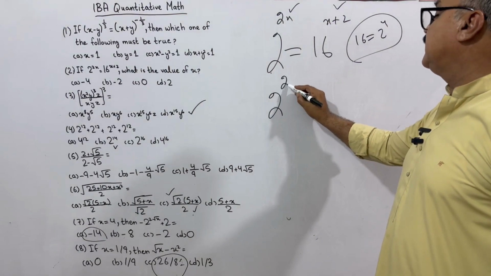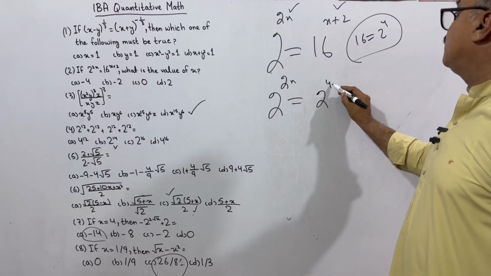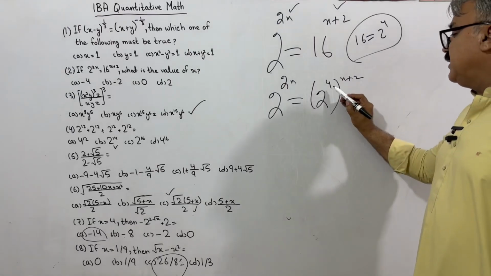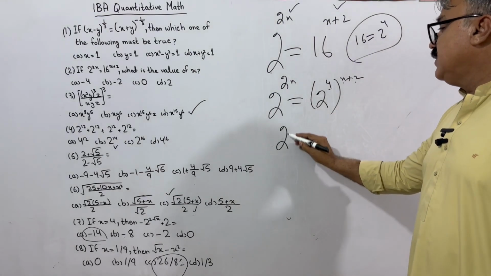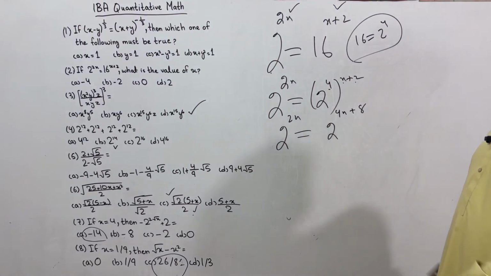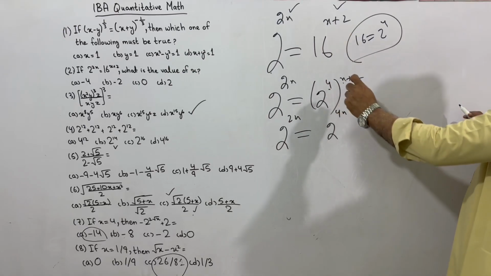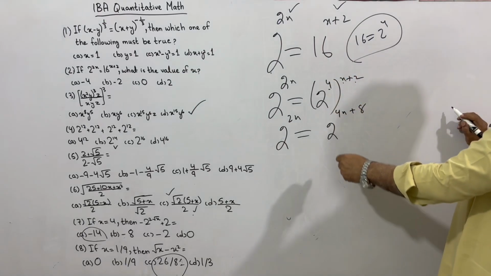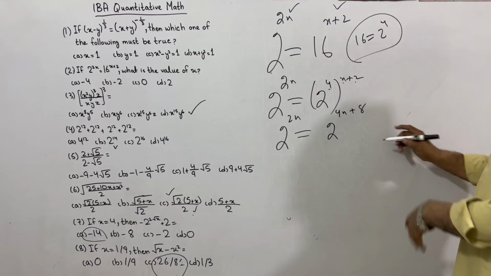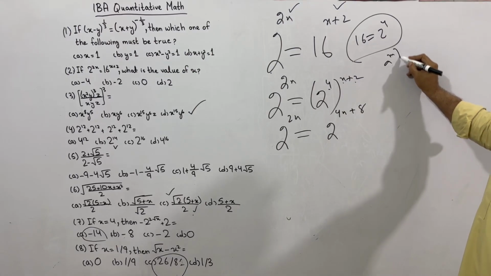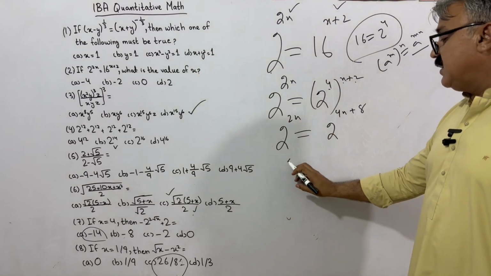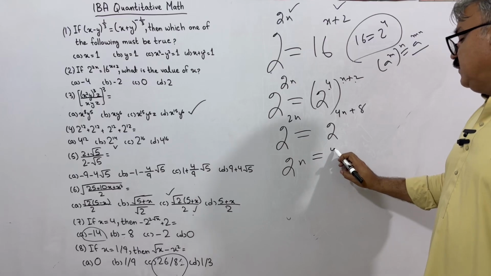Okay, 2 raised 2x same. Instead of 16 I can write 2 raised 4, overall raised x plus 2. Power having another power, as we are discussing, multiply. It will become 4x plus 4 times 2, which is 8. So I have 2 raised 2x is equal to 2 raised 4x plus 8. Instead of 16 I have written 2 power 4; one can factorize 16 into 2 into 2 into 2 into 2, 4 times. Power having another power, multiply the powers: a raised m raised n, so we can write a raised mn. Bases are equal, therefore powers are equal. 2x is equal to 4x plus 8.